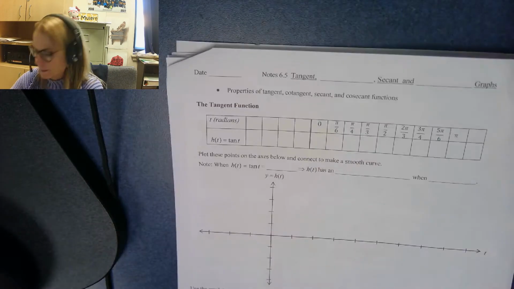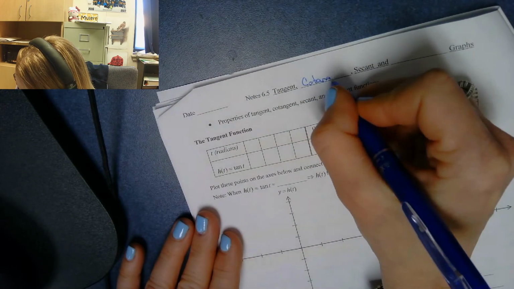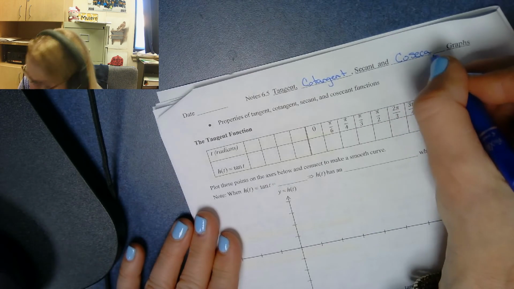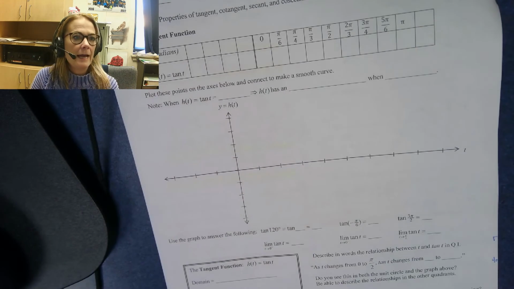Yeah, that completes 6.4. Let's go to 6.5 and see how long I can go here. So we're going to do the tangent, cotangent, secant, and cosecant graphs. All right, so let's develop tangent here. Let me autofocus. And let's see. We've got some values here.